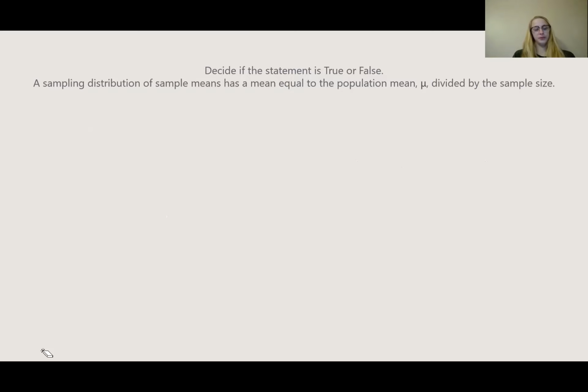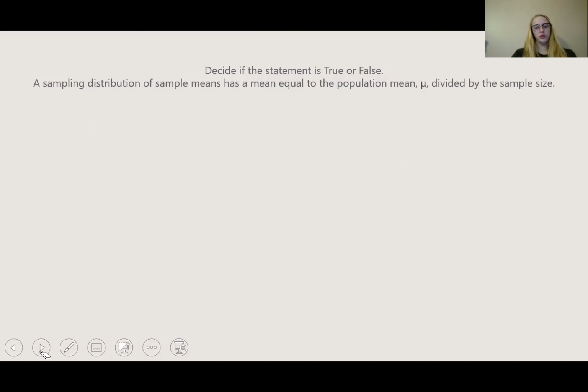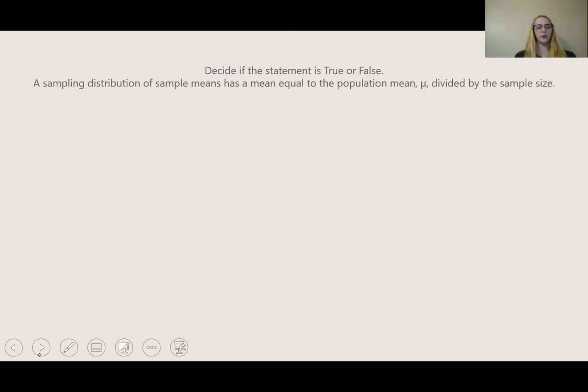Here we have just a few statements that were taken directly out of the homework, and you should be able to answer whether they're true or false if we refer back to the definitions we have here. So the first question says, decide if the statement is true or false. A sampling distribution of sample means has a mean equal to the population mean divided by the sample size.